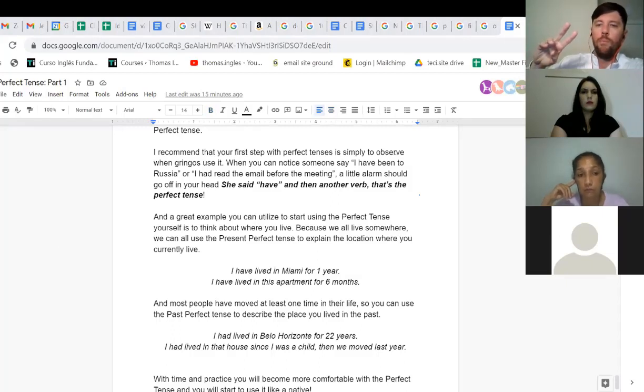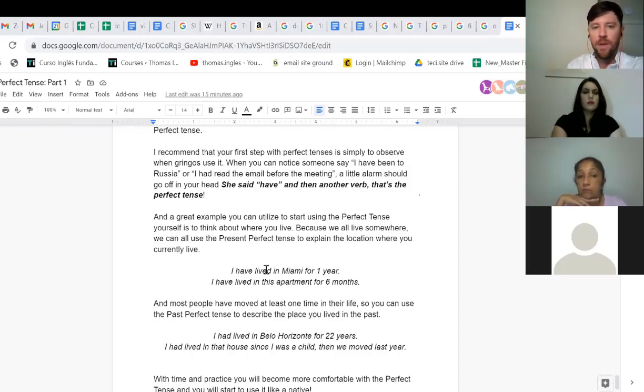So my other recommendation for people that are newer to using the perfect tense, or even people who have used it in the past, para pessoas que estão já acostumados com usando, bom exemplo é pensar no lugar onde você mora. Porque todos nós moramos em lugar. Então, é exemplo que todos nós podemos usar.